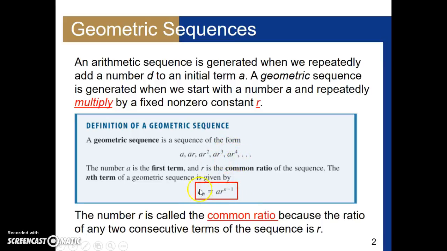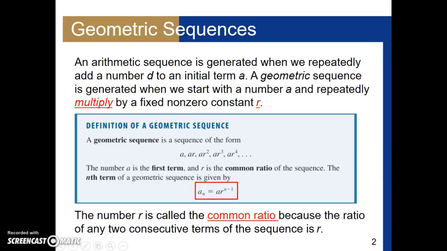The formula for the nth term, or any term in this sequence, is a, the first term, times r, the common ratio, to the n minus 1. So if we're looking for the 12th term, a sub 12 equals a times r to the 12 minus 1, or to the 11th. So it's very easy to find any term in this sequence. Make sure this formula is written down in your notes and that you understand we are multiplying each consecutive term by that common ratio r.